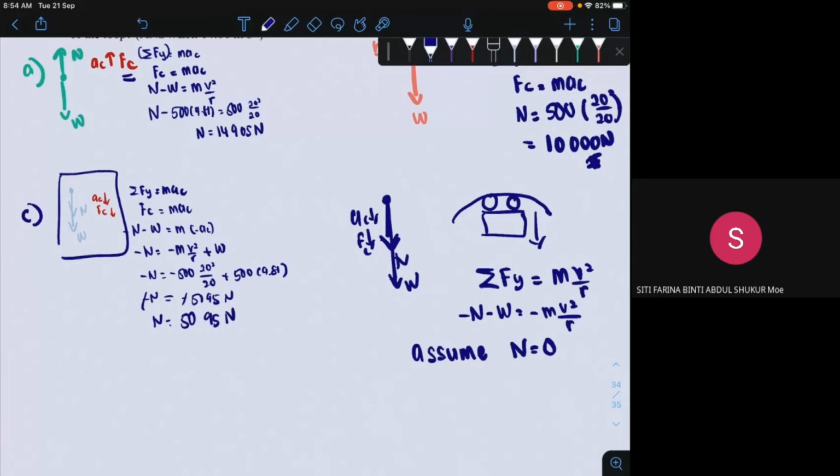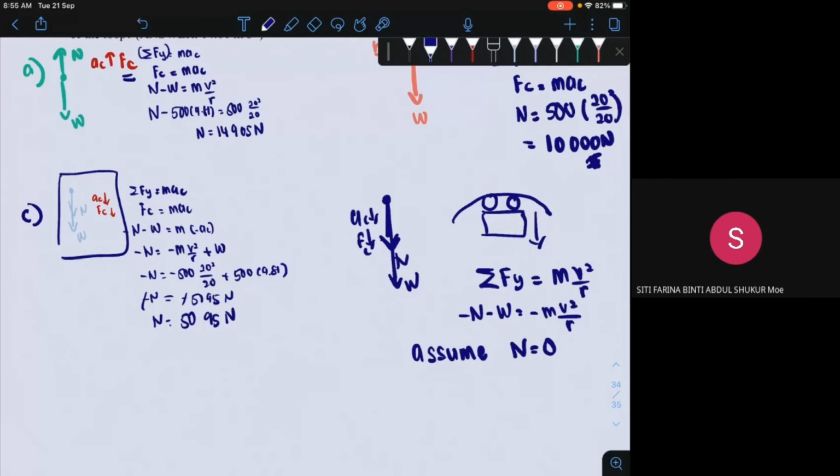What happen when there is no normal force? What happens to the car? What is happening in terms of the motion of the car kalau dia tak ada normal force dekat situ and dia kosong? Ya, jatuh ke Miss? Apa? Jatuh. Ya, maksudnya dia dah start jatuh.